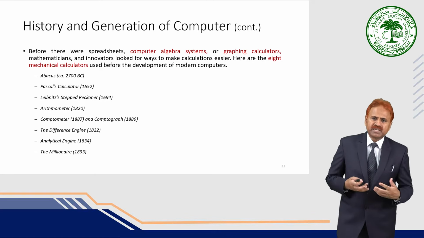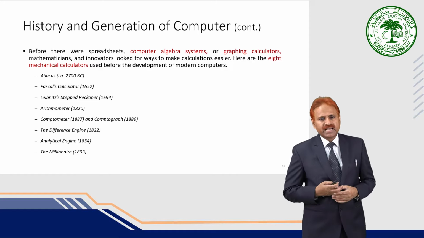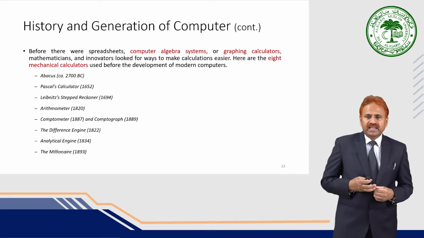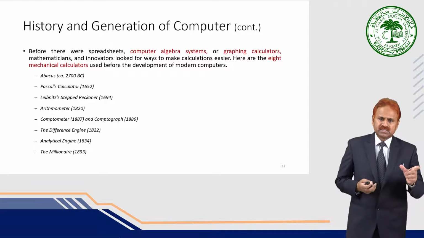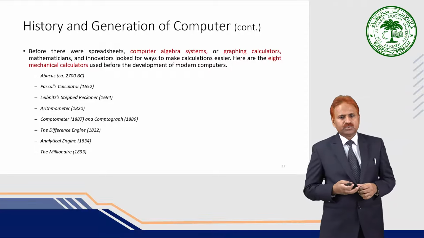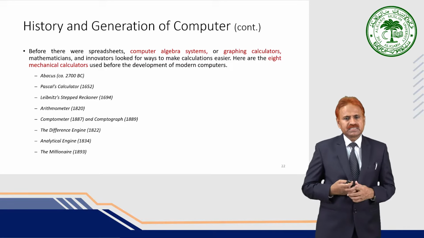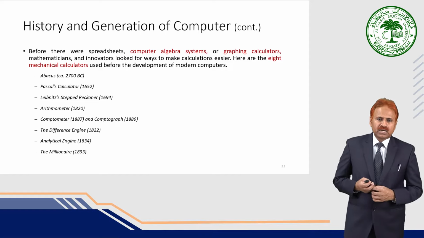Before there were spreadsheets, computer algebra systems or graphic calculators, mathematicians and innovators looked for ways to make calculation easier. Here are the 8 mechanical calculators used before the development of the modern computer. Abacus, a device which was used in 2700 BC. Pascal's calculator was used in 1652. Leibniz stepped reckoner was used in 1694. Arithmometer was used in 1820. Comptometer was used in 1887 and Comptograph in 1889.